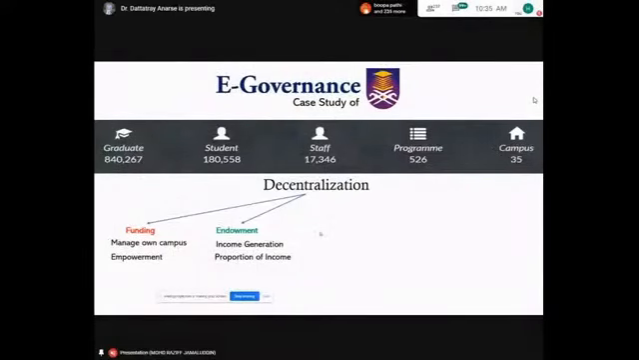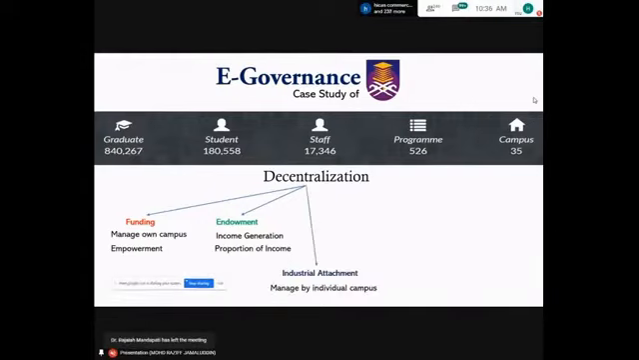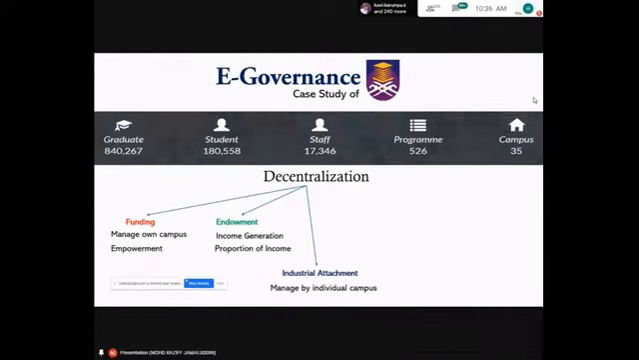Okay, and then income generation, and one more thing, the proportion of income. The campus cannot do this on their own. So the income in any campus, they have to share equally with other campuses as well, because we are the same system. We call it a sharing is caring philosophy here. And then industrial attachment. Before this, usually handled by the main campus, but nowadays it has been decentralized to the individual campus, so they can do their own industry attachment, industry visit, strategic planning, and maybe memorandum of understanding with the industry players.